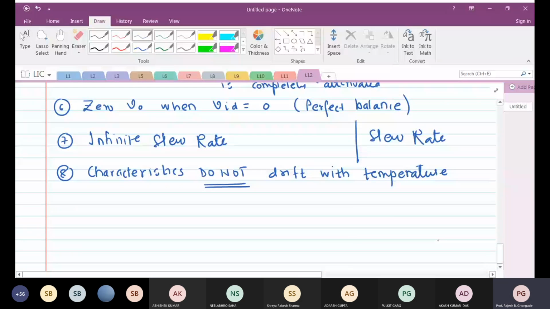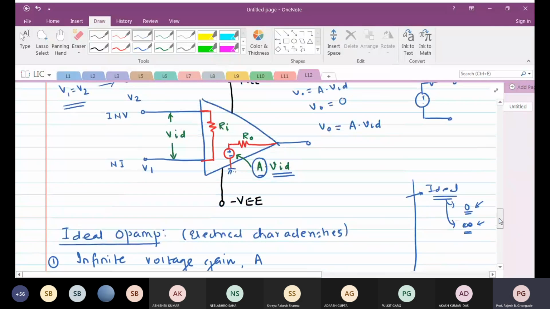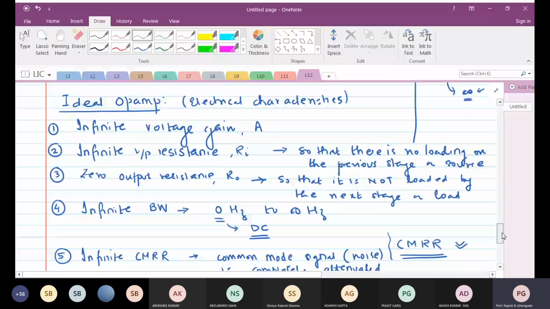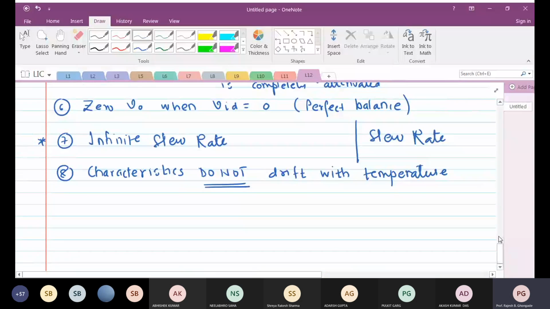Okay. Have you understood this? Except for the slew rate, which we haven't discussed as yet. We are going to discuss it immediately. So have you understood these, at least the 7 characteristics of the ideal operational amplifier, guys? Yes, sir. It's not at all difficult to understand. Yes, sir. Okay, now I'll say something about what a slew rate is.